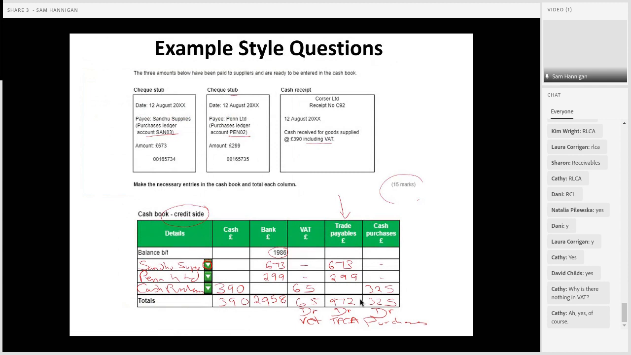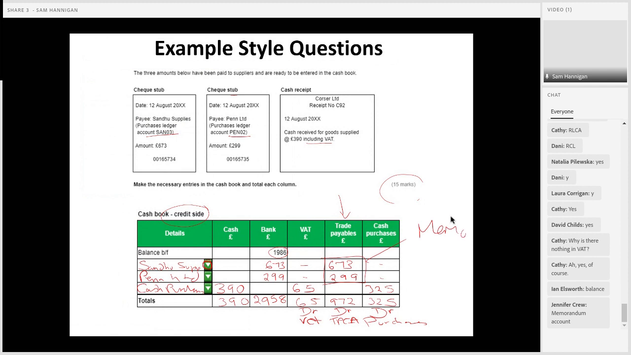Okay. The only other thing you've got to do is what? So your general ledger, by doing what I've put here, is now posted. What other thing have we got to do? Yeah, we'll balance it off later because we can only balance it off when you've got a debit and a credit side. But what else? Brilliant, Jenny. We've got to post these to the memorandum account. Remember, whatever side it goes on in the trade payables control account, it will go on in their account. So we would debit Sandu Supplies and Pen Limited. Everybody okay with that?